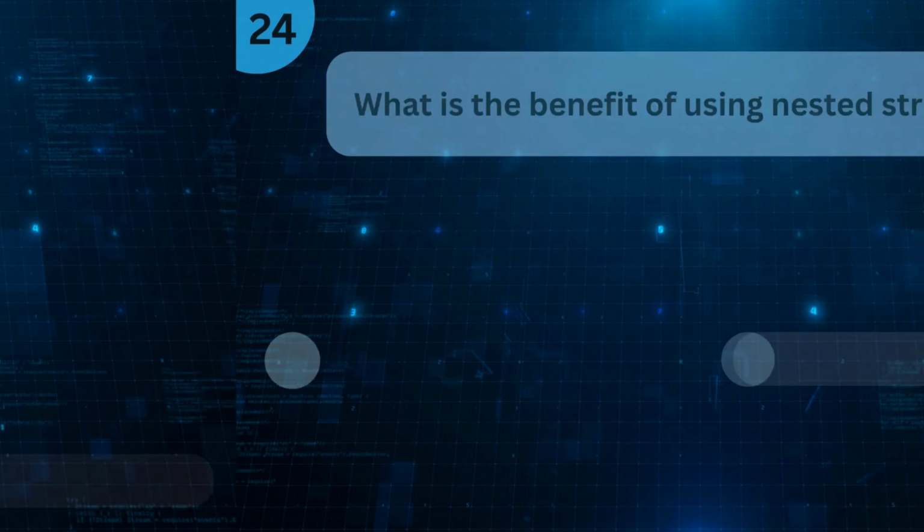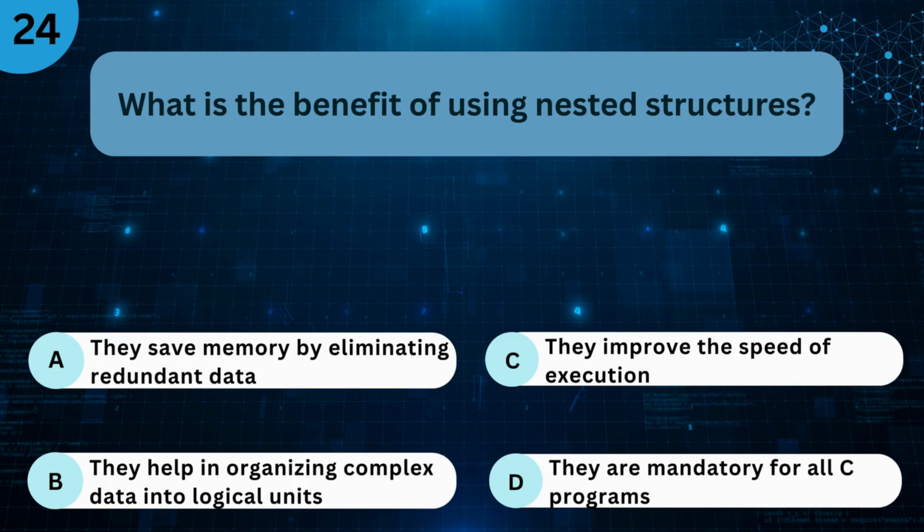Variables. What is the benefit of using nested structures? A. They save memory by eliminating redundant data. B. They help in organizing complex data into logical units. C. They improve the speed of execution. D. They are mandatory for all C programs. The right answer is B. They help in organizing complex data into logical units.